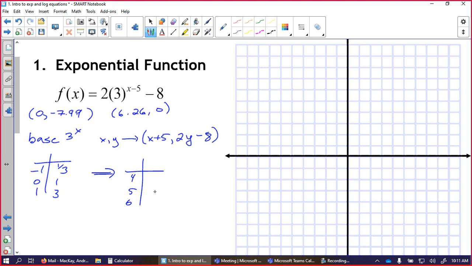2 ones are 2, so that's negative 6. 2 threes are 6. That's negative 2. 2 times a third is 2 over 3. 3 eighths are 24. Minus 22 over 3. I think I did that right.